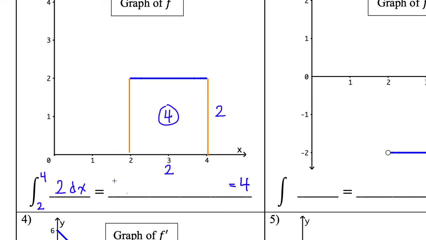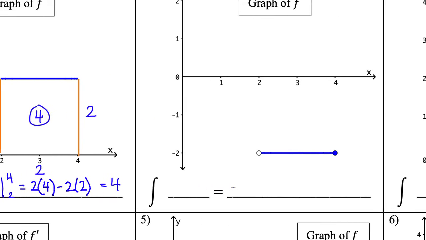Of course, you can do it algebraically, and to check your work, you should still end with 4. I can say the antiderivative of 2 is 2x, evaluated between 2 and 4, and then you get 2 times 4 minus 2 times 2, and that should still equal 4, and it is, because 8 minus 4 is 4. If you want to check your work, you should do this.